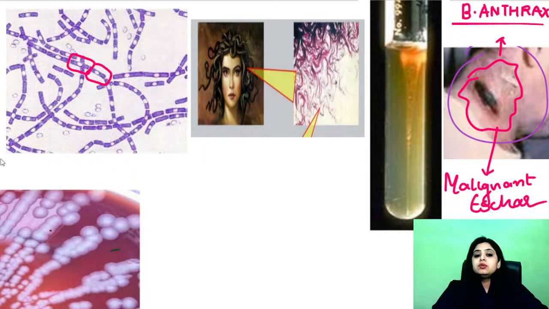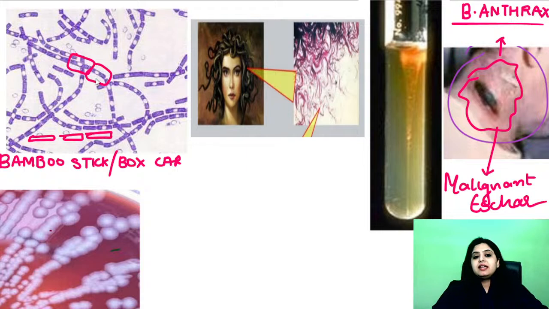Which of them shows you the bamboo stick appearance or the box car appearance? Either you call it bamboo stick or you call it box car, your wish. So the basic point is that it will be long bacilli. They are bacilli, and because they are purple, you know for a fact that they are gram positive. Purple means gram positive, and for box car or bamboo stick appearance, just remember Bacillus anthracis shows you bamboo stick appearance.